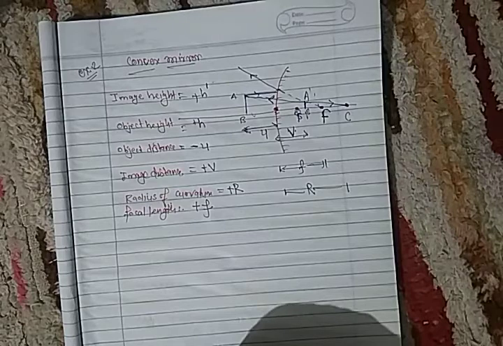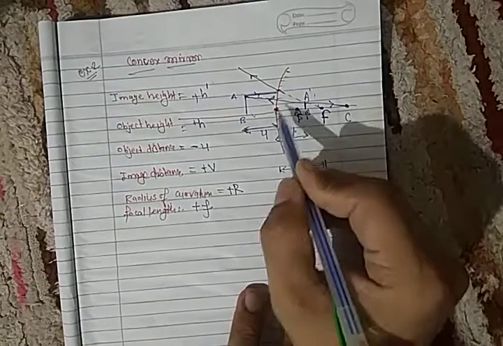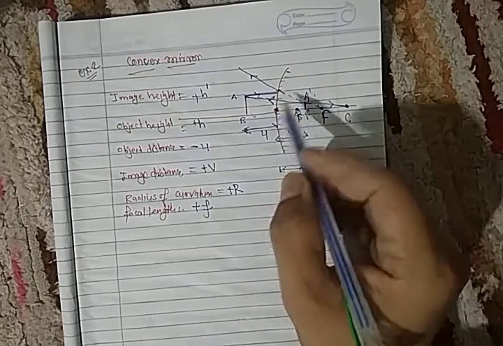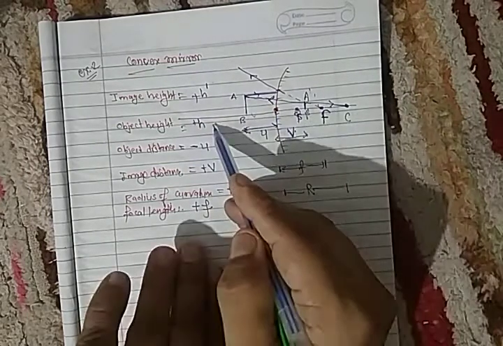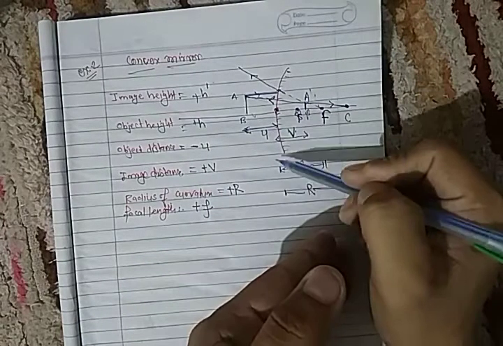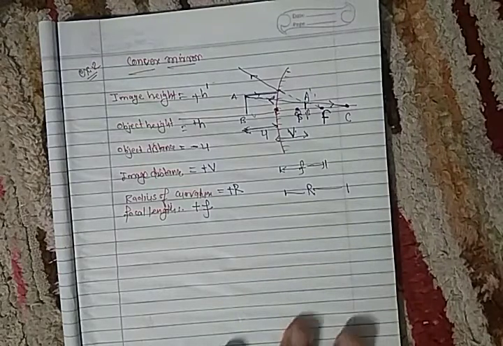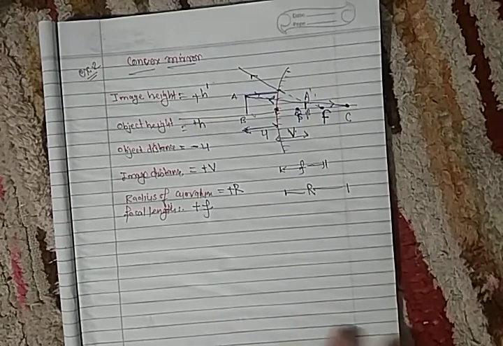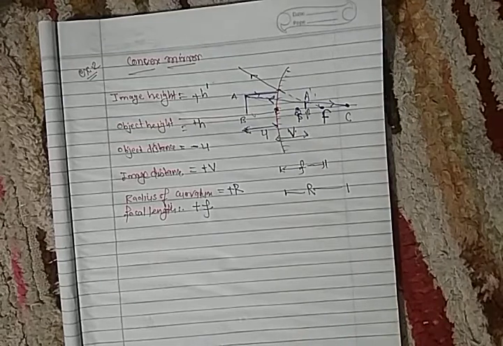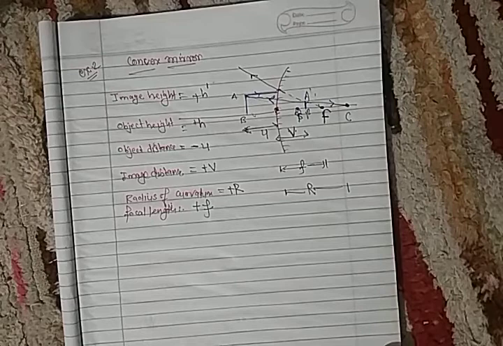So with the help of concave mirror and convex mirror, we understood everything is measured from the pole. Rule number 1. Rule number 2, left hand side is negative, right hand side is positive, upper portion is positive, lower portion is negative. So I hope students you are able to understand the very interesting topic of Cartesian sign convention. If this is clear, I hope you all are able to understand. Thank you so much.